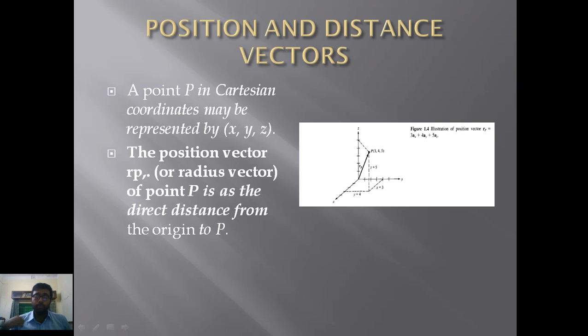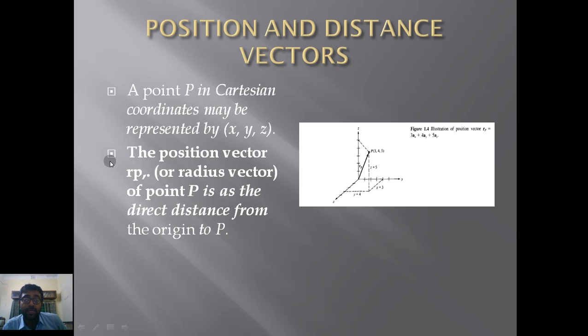Now there is an important factor that you should discuss here, that is the last one: position and distance vector. Let's see how it works. A point P in Cartesian coordinates may be represented by x, y, z, because any point will be described with three different axes. So any arbitrary point can be described with three different coordinates x, y, z. The position vector rp, or radius vector, of point P is the direct distance from the origin to P.